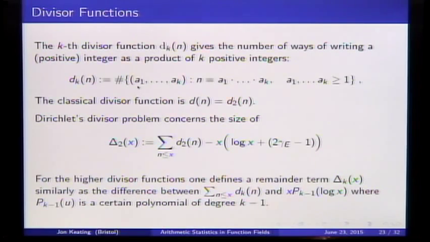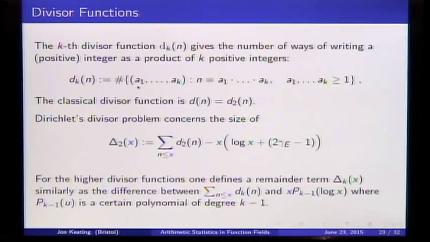So let me tell you what we do know. The divisor function d_k, the generalized divisor function, is the number of ways of writing n as a product of k integers. The classical divisor function is d(n), which you see in books, is just in this notation d_2. It's the number of ways of writing n as a product of 2 integers. And there's a problem going back to Dirichlet, the Dirichlet divisor problem, which says if you sum d_2 all the way up to x, then that's asymptotically given by x times a polynomial of degree 1 in log x. And the Dirichlet divisor problem is to determine what the error term is. That is, if you subtract off the asymptotic from the sum, how big is the difference?